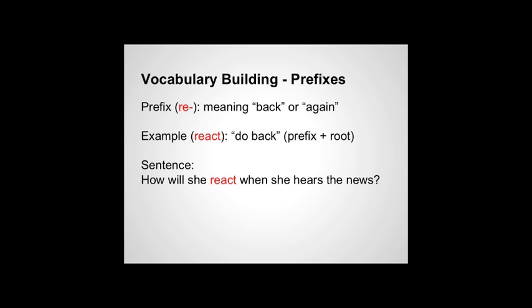We can also look at the prefixes of words. These are at the start of the word, before the root. For example, the prefix re means back or again. So to react is to do back. If I do something to you, your reaction is what you do back to me.